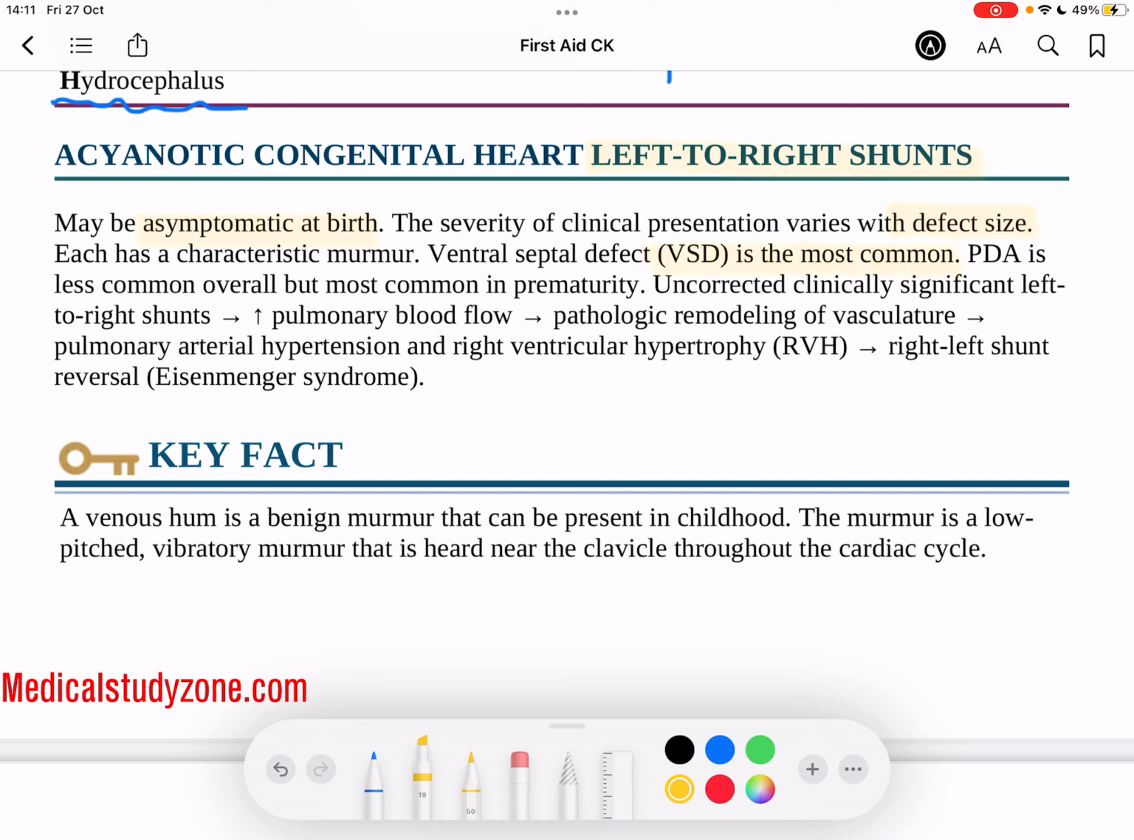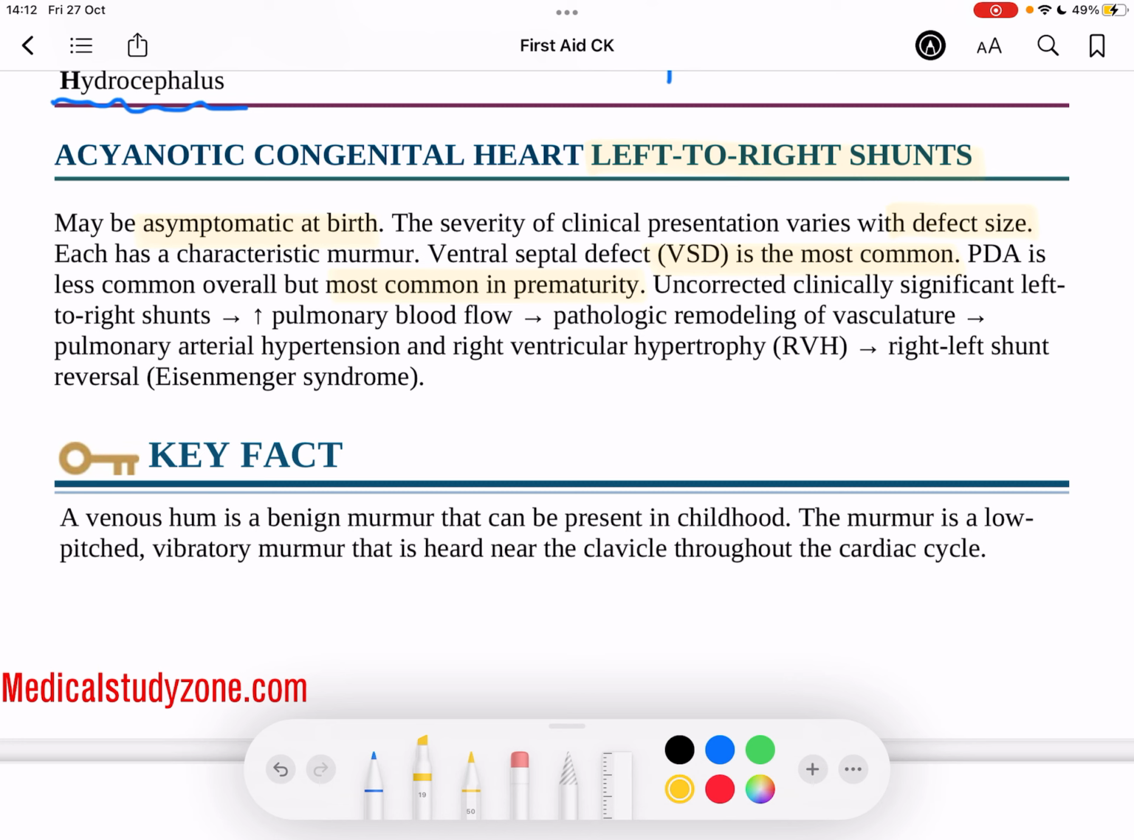PDA is overall less common, but it's actually the most common in prematurity because the ductus arteriosus closes due to a mixture of reasons. It closes due to, I think, a drop in prostaglandins, and I think it also closes due to high oxygen in the systemic circulation. So if we have prematurity, we generally tend to have hypoxia, so therefore the ductus arteriosus tends to remain open.